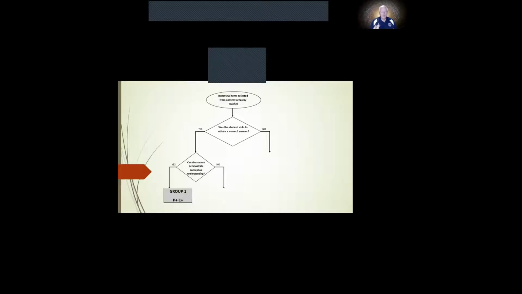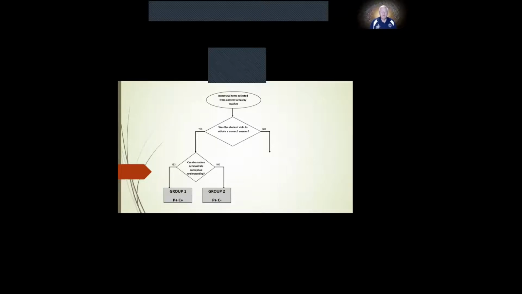Well, if we understand conceptually and we have a process, I'm labeling that as P plus or process plus and concept plus or C plus. So our little abbreviation here, P plus, C plus, that's group one. This is where we want all of our students to actually be functioning. We want them to get these answers. We want them to be able to do it efficiently and correctly, and then also to be able to understand what it is that they're doing.